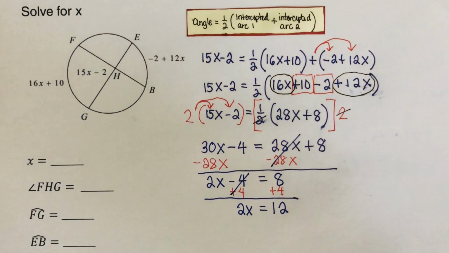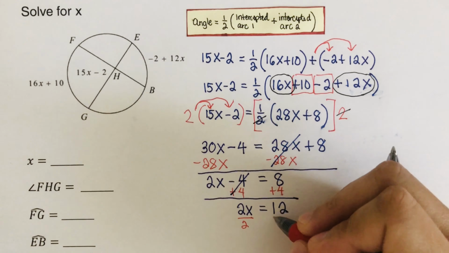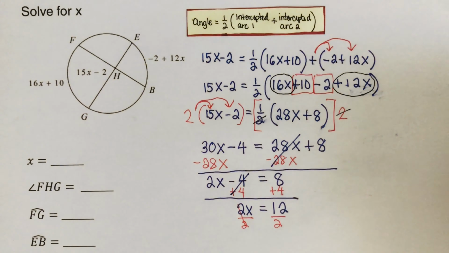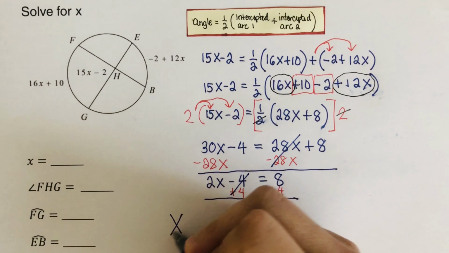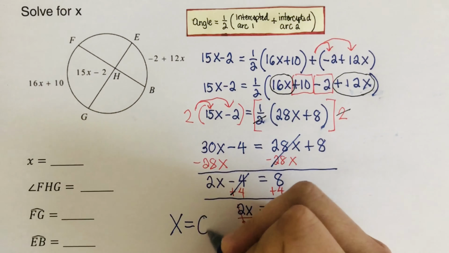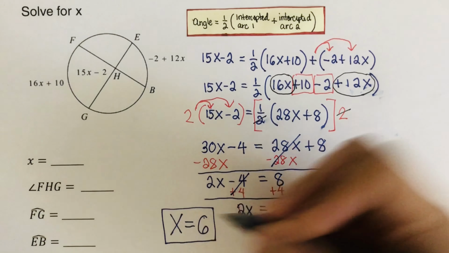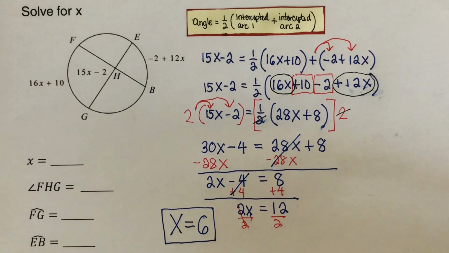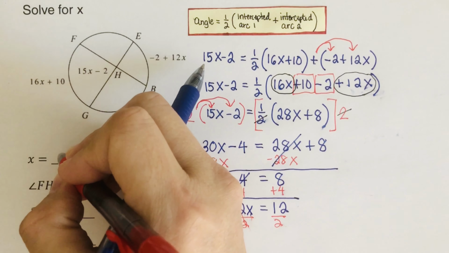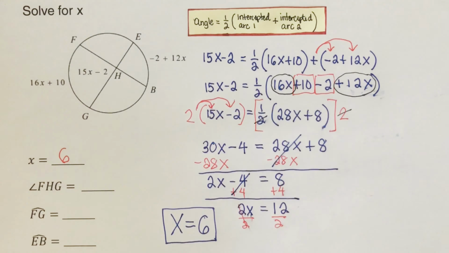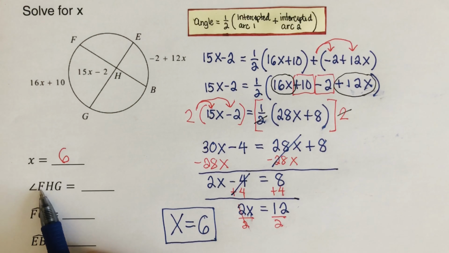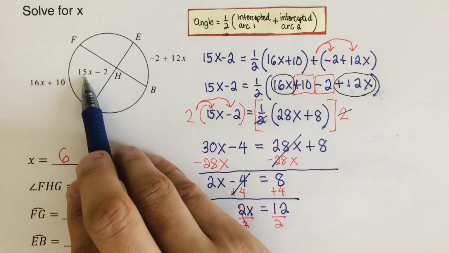Then we divide both sides by 2. I divide this by 2 here, so I'm left with x is equal to 6. So our x is 6. Now we're going to put that in here. Now we are ready to solve for the rest of the parts. We're going to start with FHG, so that's actually this angle right here.